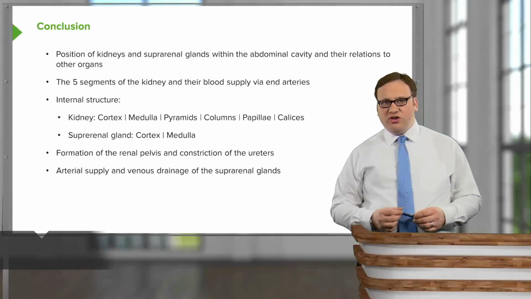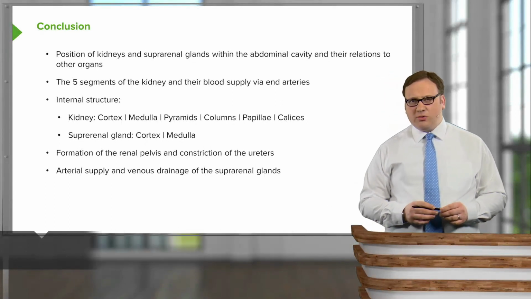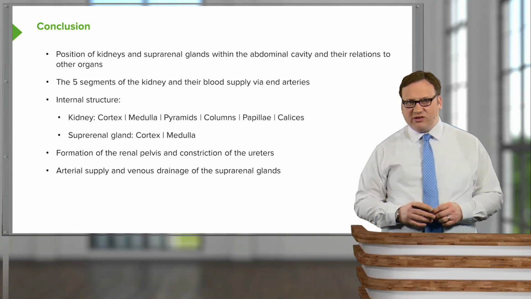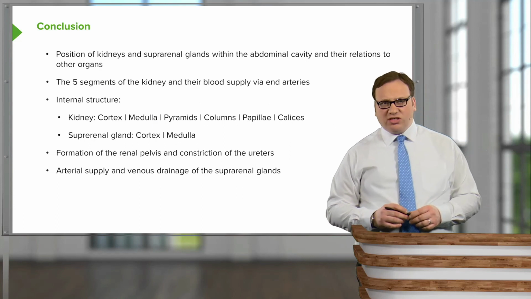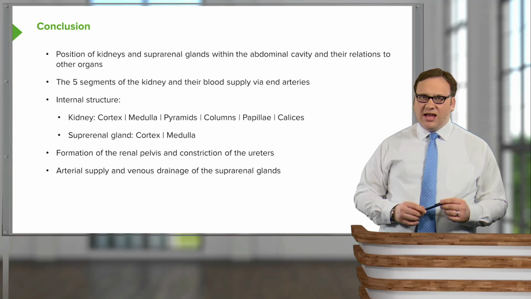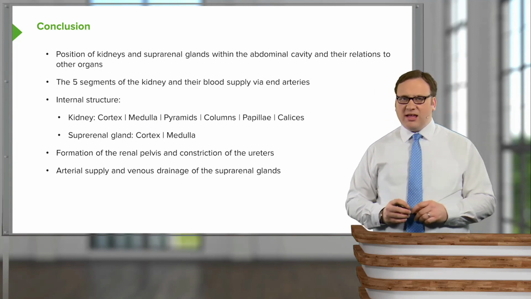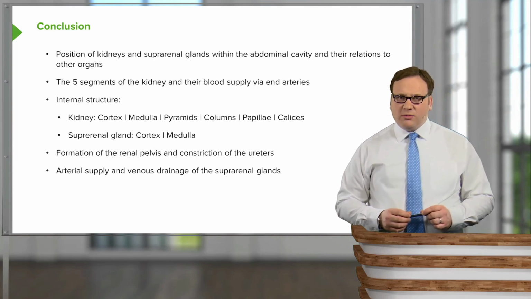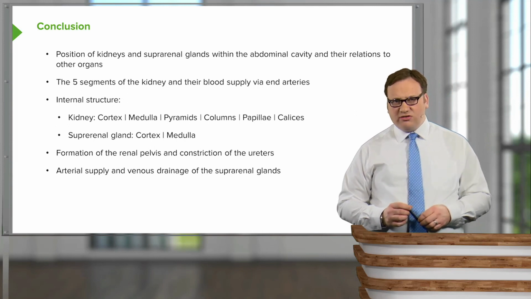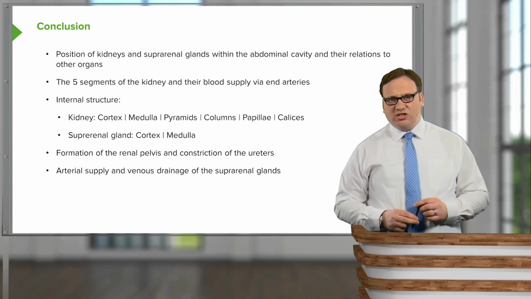So in conclusion, we've looked at the position of the kidneys and suprarenal glands within the abdominal cavity and their extensive relations to other organs. We've looked at the 5 segments of the kidney and their blood supply via these functional end arteries, and we've looked at the internal structure of both the kidney and the suprarenal gland. We then looked at the formation of the renal pelvis and constriction along the course of the ureters, and then looked at the arterial supply and venous drainage of the suprarenal glands.